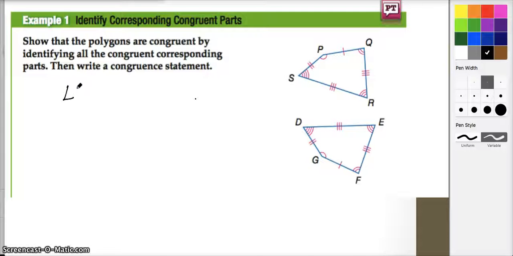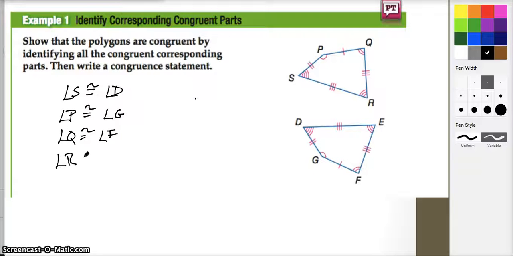Let's go ahead. So angle S is congruent with angle, which one has the 4? Angle D. And then angle P is congruent with angle G. Notice the markings. Angle Q is congruent with angle F. And then finally, angle R is congruent with angle E. So that's enough for the angles. Now we've got to get the sides.